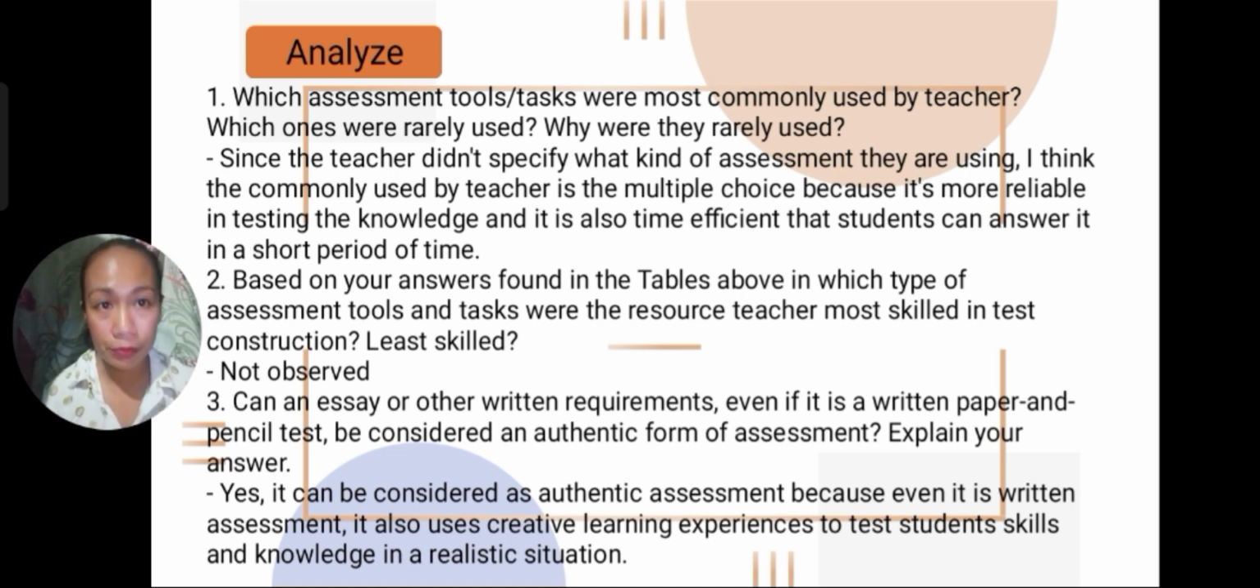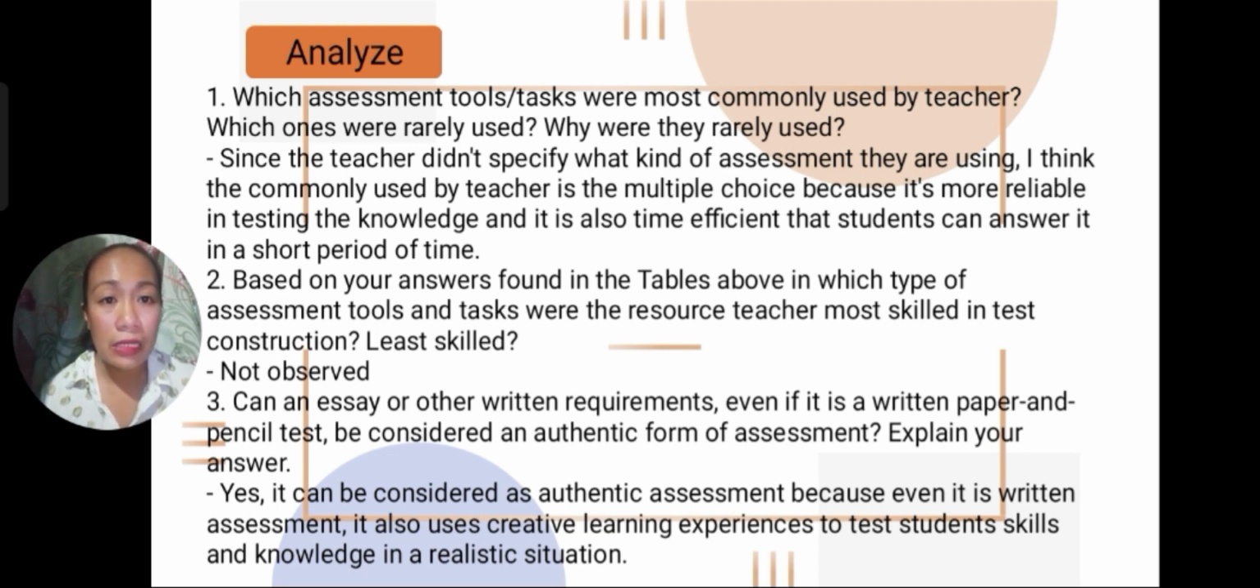Since the teacher did not specify what kind of assessment they are using, I think the one commonly used by teachers is multiple choice, because it is more reliable in testing knowledge, and it is also time efficient, since students can answer it in a short period of time. So second, based on your answers in the tables above, in which types of assessment tools and tasks were the resource teachers most skilled and least skilled? So my answer is not observed.